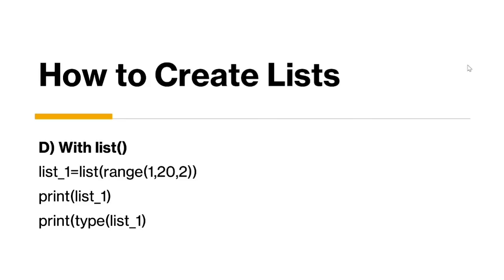Another method to create a list is with the help of the list constructor. So in this, we can create a variable and assign the value of the list constructor to that list one, and you can also pass the range function in that. Let us see how we can work with the list constructor to create a list.